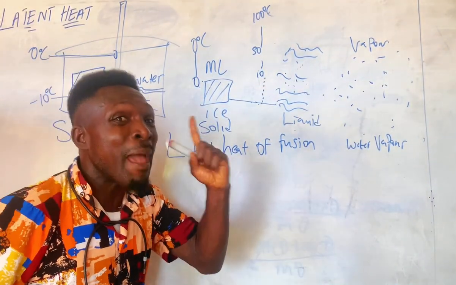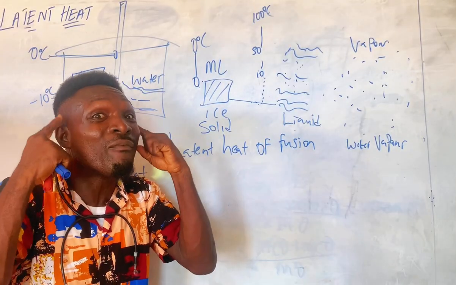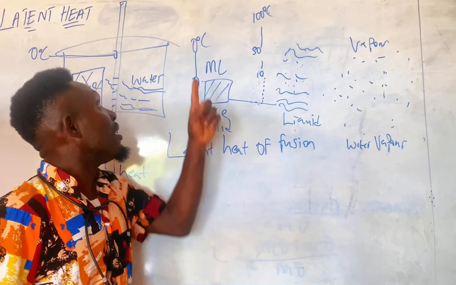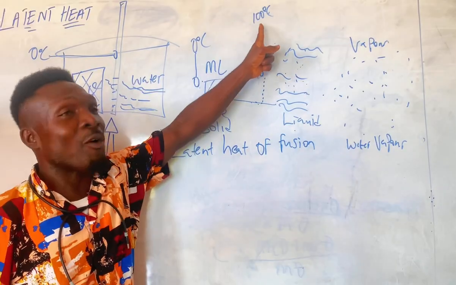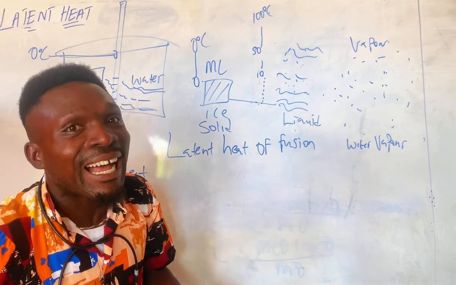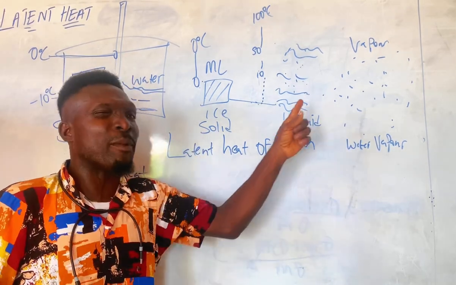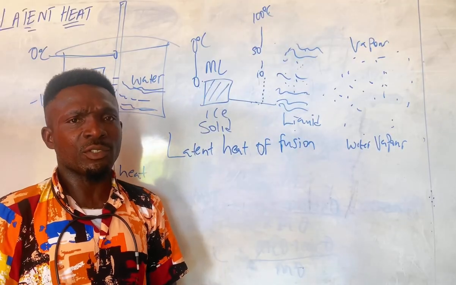So remember, in this calculation, there are two important temperatures you are going to be dealing with that you have to be very, very careful with: 0 degrees Celsius and 100 degrees Celsius. Sometimes they may say boiling water. So when they say boiling water, indirectly, they have given you the temperature, which is 100 degrees Celsius.